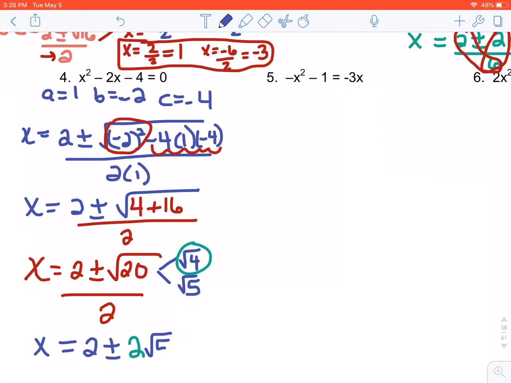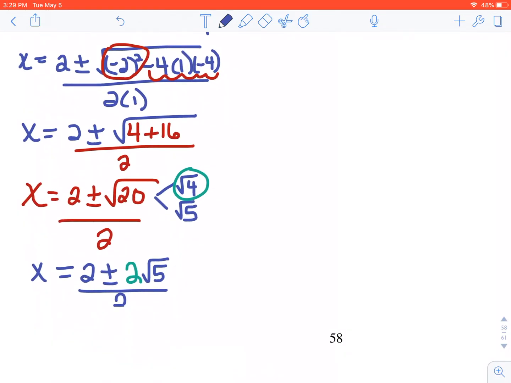Keeping the square root of 5, keeping the 2 on the bottom. So the only thing we changed was the square root of 4. And now we're going to do that crisscross method again. So I need to go both ways because both numbers on top are divided by the same value on the bottom. 2 divided by 2 is 1. I have the plus or minus sign. The other way, 2 divided by 2 is 1, and then we have the square root of 5.